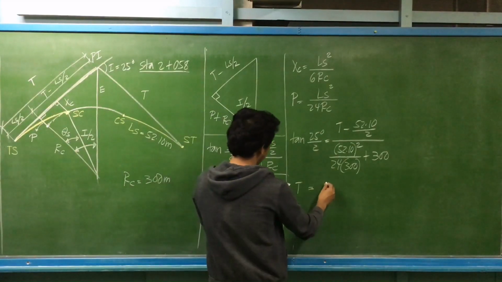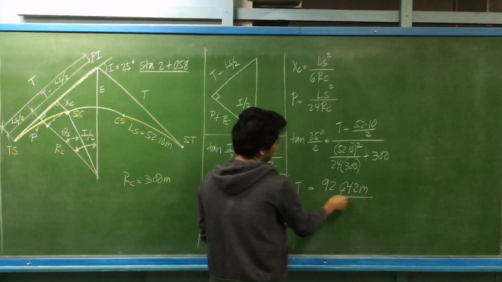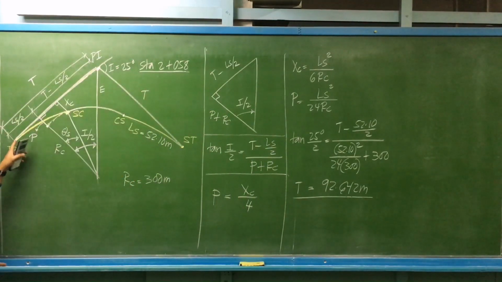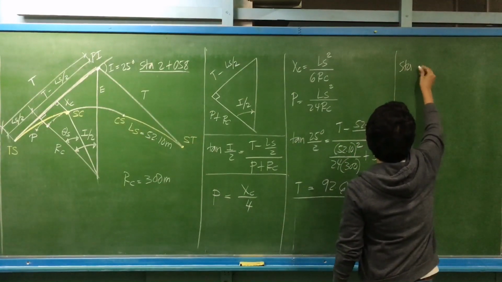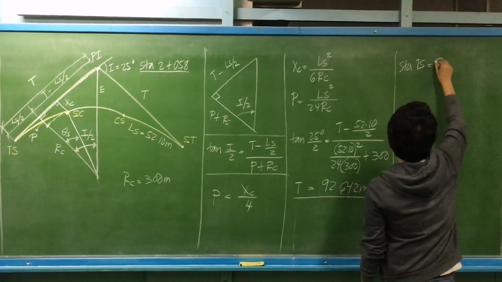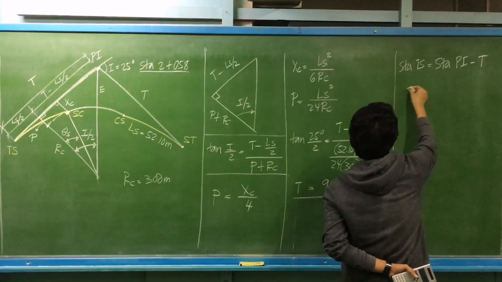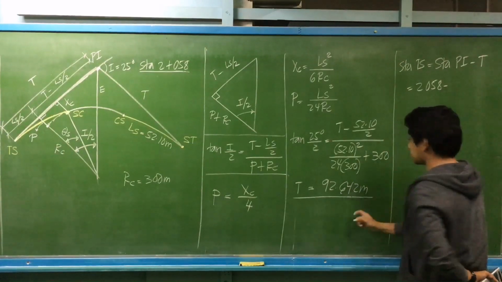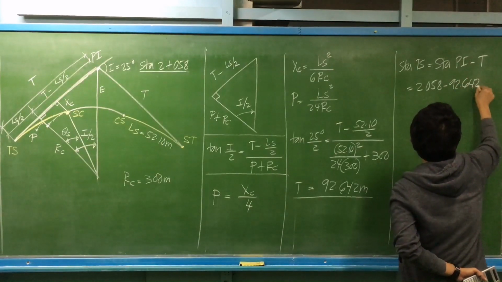So we have a tangent distance of 92.642 meters. So from this station na given, paano tayo pupunta sa first point ng spiral minus tangent? So makuha natin yan. We have the stationing of TS is equal to yung stationing ng PI minus the tangent distance. So this is the same as 2 plus 58 minus computed tangent distance 92.642.